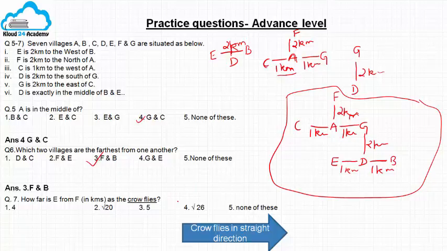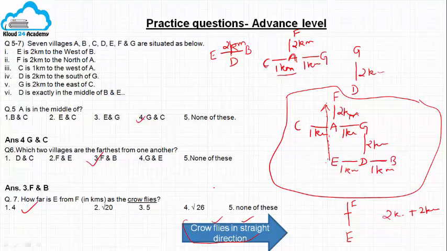How far is E from F in kilometers as the crow flies? So the crow flies in a straight direction. So the crow will directly go from E to F, directly this E to F. So it's 2 kilometers E to G plus 2 kilometers as the crow flies. It's straight direction. So 4 kilometers. So this is the answer.